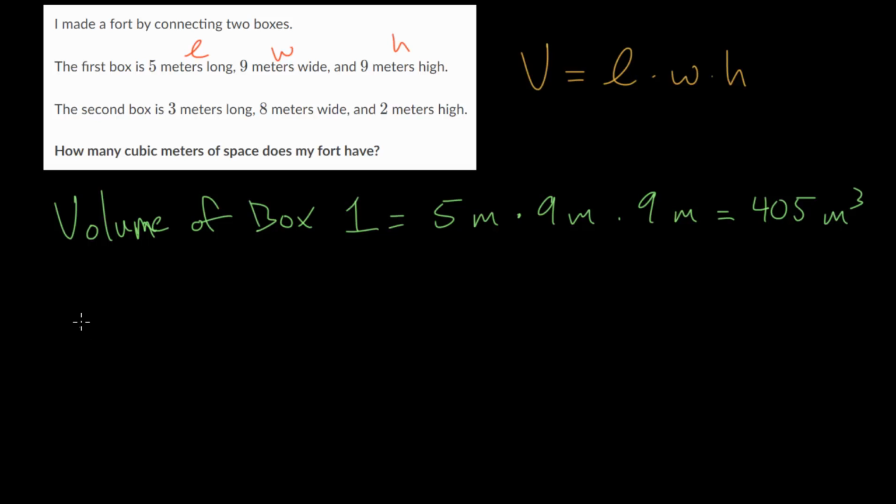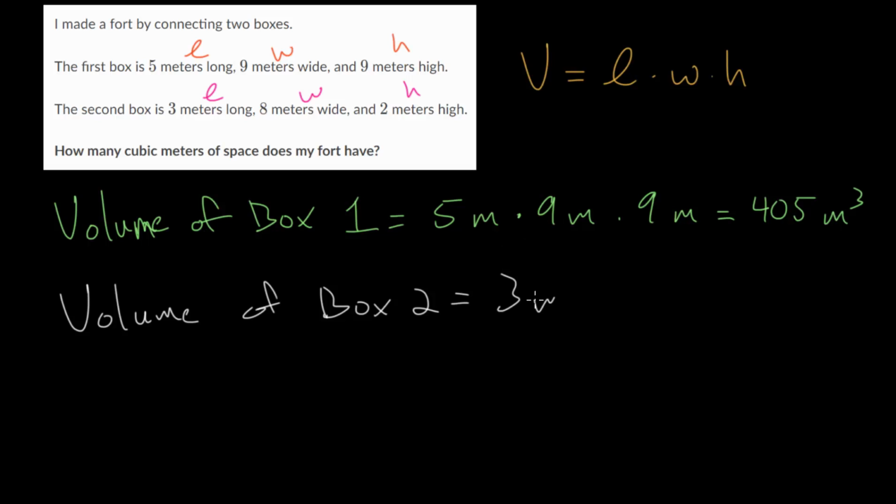So this is 405 cubic meters. And at this point, let's find the volume of the second box, or box 2. For this one, let's label the length L is 3, the width W is 8, and H for height is 2. Plugging those in, we get 3 meters for our length, 8 meters for our width, and 2 meters for our height. So 3 times 8, that's 24, times 2 is 48. So this is 48 cubic meters.